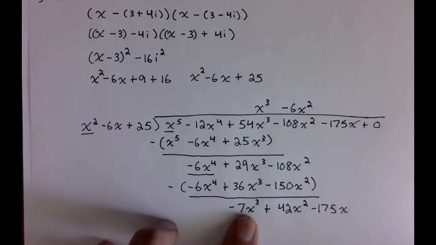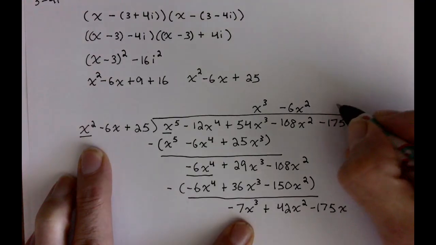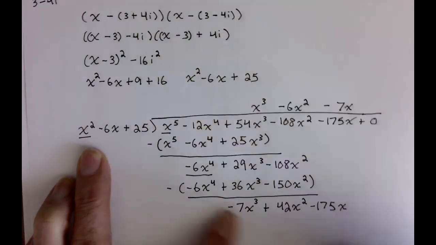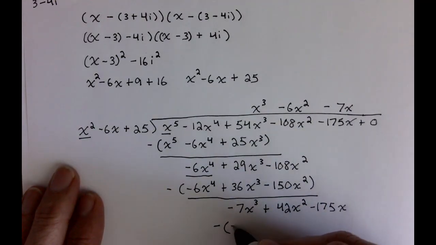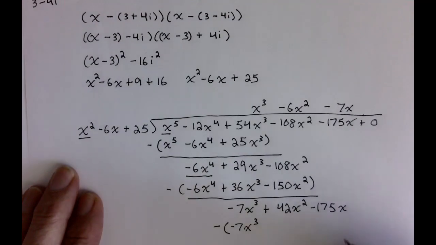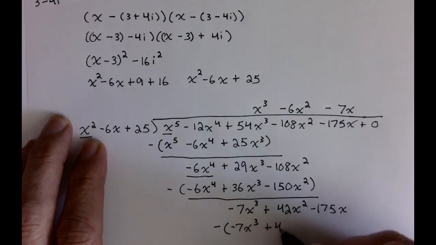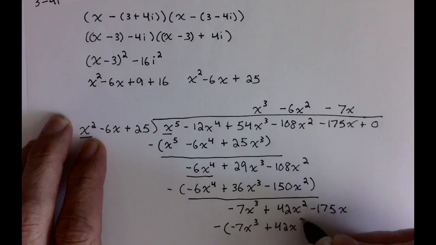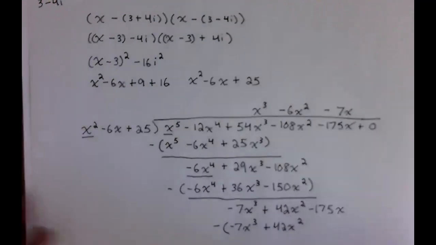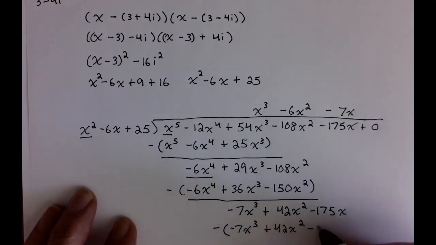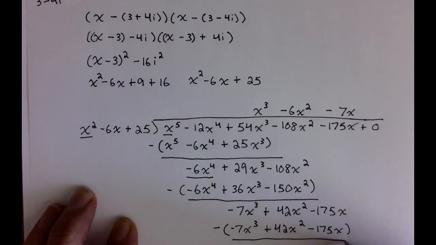Okay. So negative 7x cubed divided by x squared, so that's going to give me a minus 7x, if I'm not mistaken. Negative 7x times x squared is minus 7x cubed. Minus 7x times minus 6x is 42x squared. I like where this is going. Then I got a minus 7x times 25, and I do think that that is a minus 175x. And so I get no remainder.